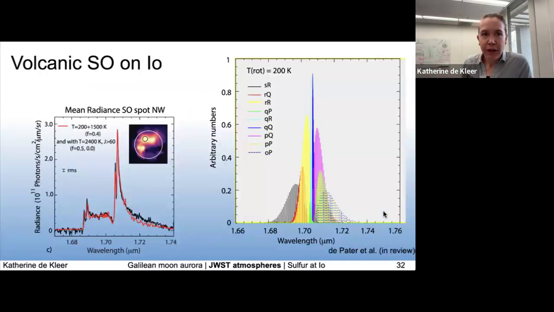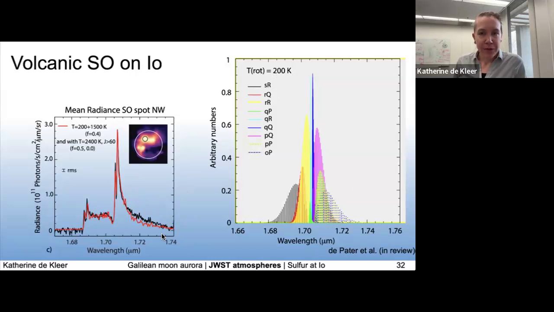I think this is my last James Webb example. This is a James Webb observation now of sulfur monoxide emission from Io. And it's a rovibronic transition. And so you see all the different branches. This is just the model for the LTE case at 200 Kelvin.